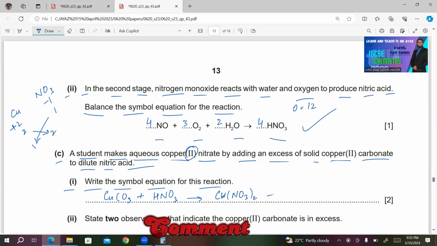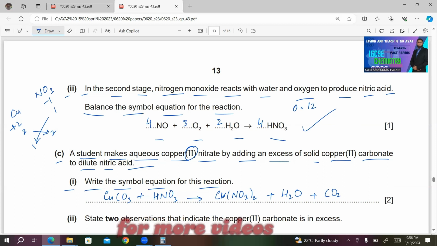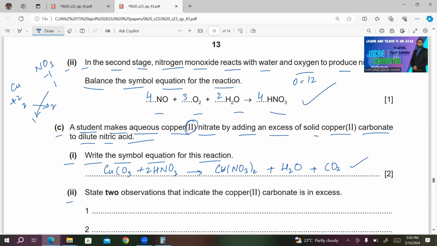This is a reaction between metal carbonate and acid. So the other products should be water, H2O, and carbon dioxide, CO2. Let's balance the equation. We simply place 2 before HNO3. Now it's balanced. Number 2, state 2 observations that indicate the copper 2 carbonate is in excess.